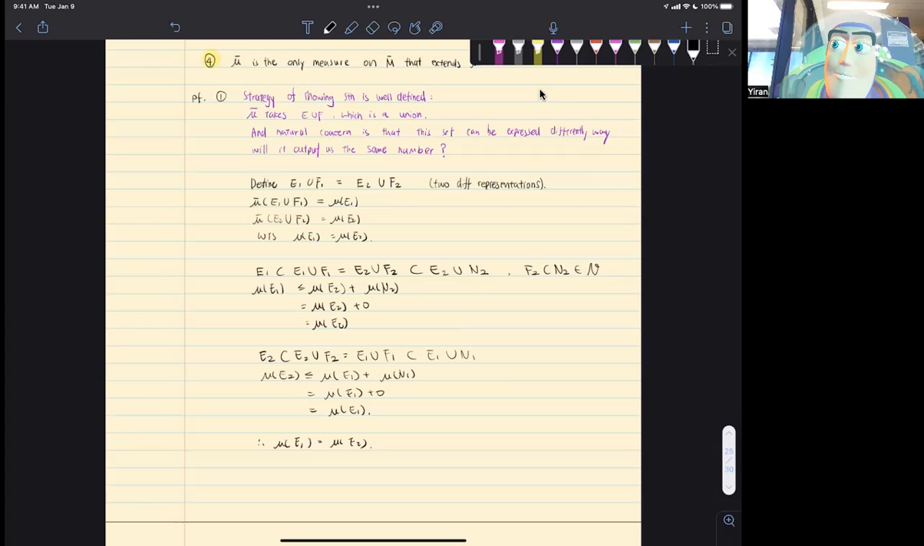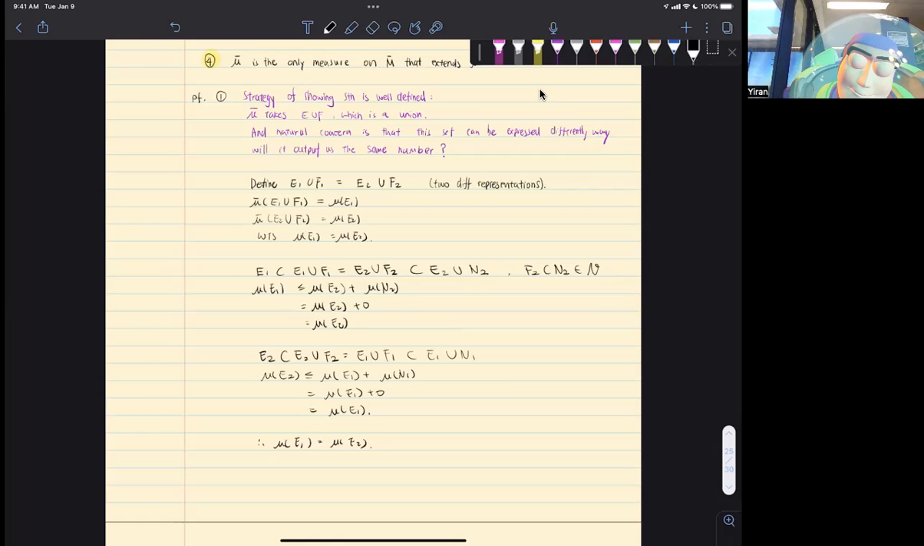Okay, so we go by the definition of measure. We need to show that mu bar of the empty set is equal to 0. This is true since mu bar of the empty set is equal to mu bar of empty set union empty set. And by definition, this is equal to mu of the empty set, which is equal to 0.